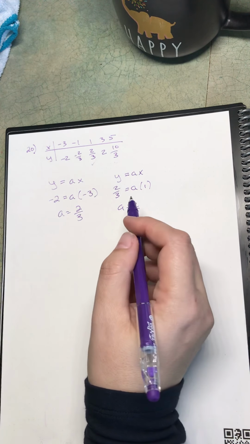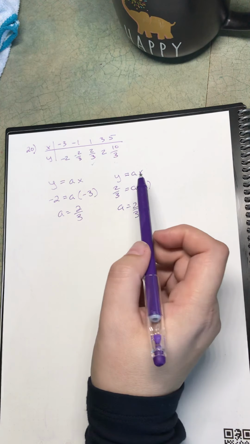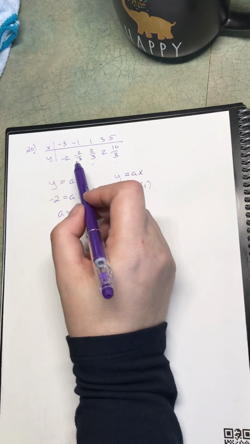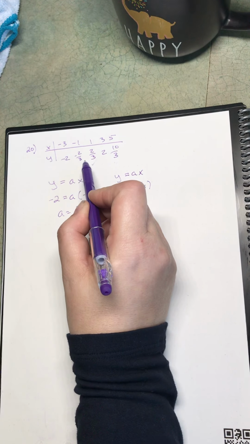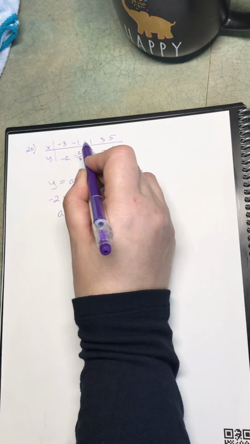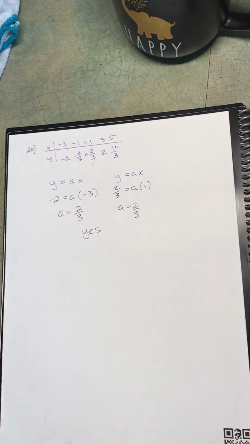And then the other thing we want to know is, does it go through 0? If we're adding 2/3 each time, if I go from here, plus 2/3 is 0 at 0, plus 2/3, yes. So this is a yes. This is in fact direct variation.